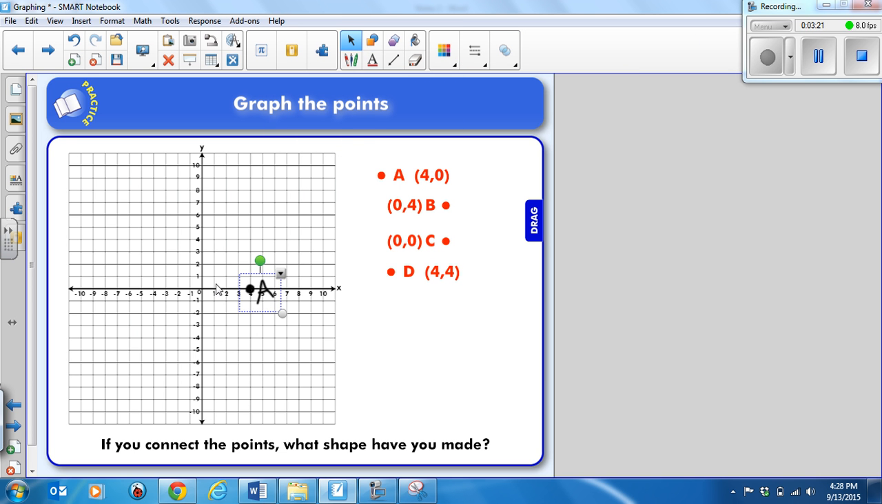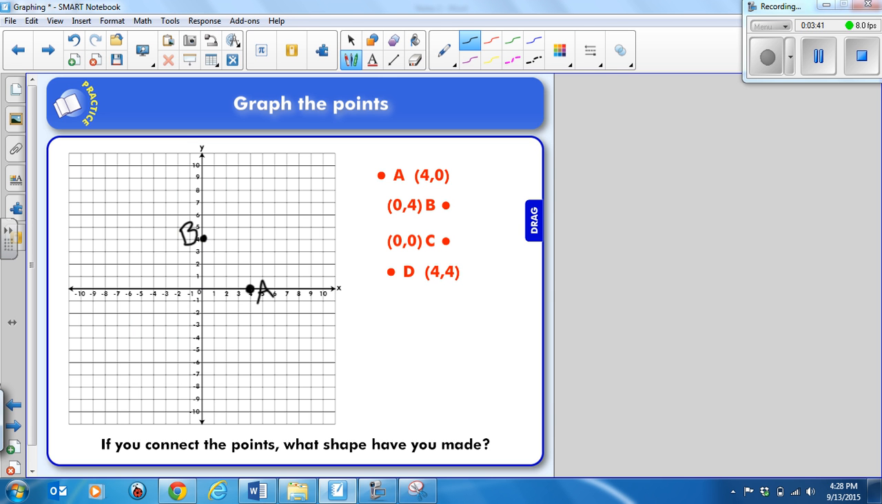Alright, next we have 0, 4. So 0, we're not going to move left or right at all, and then we're going to go up 4. Okay, and this is point B.